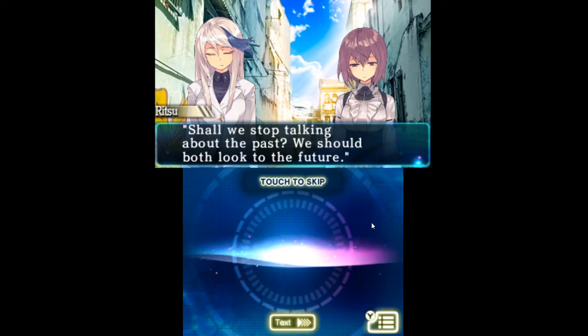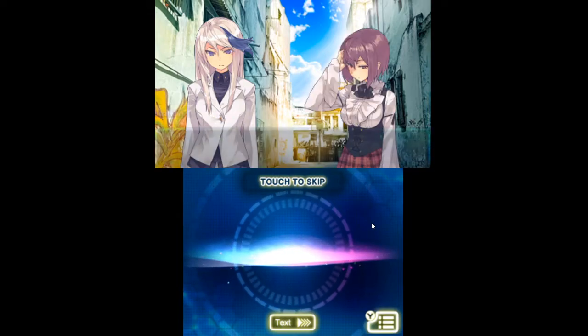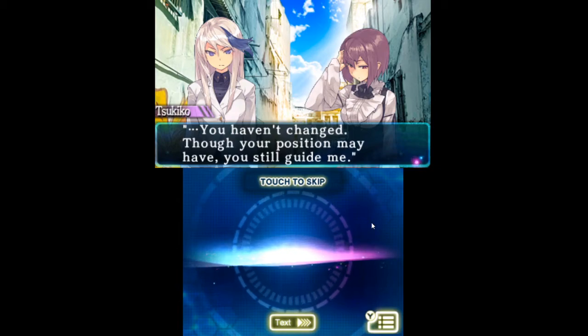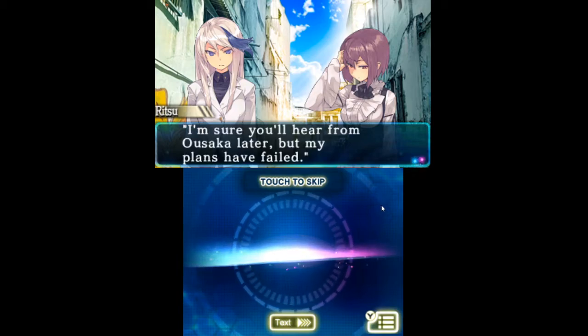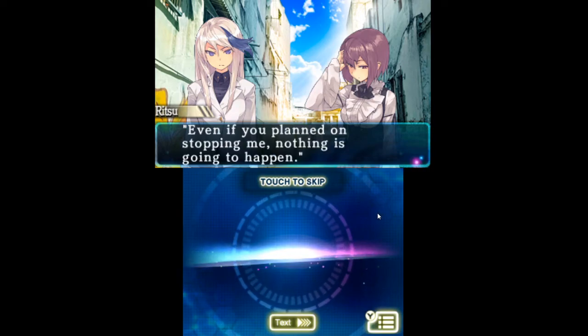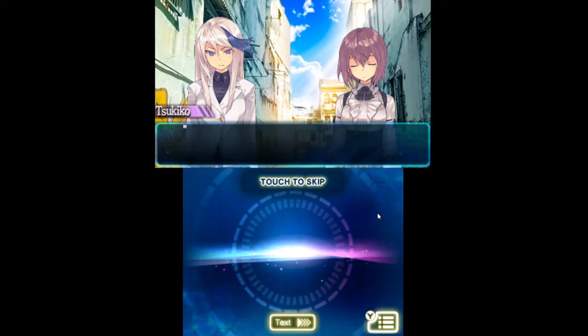We should both look to the future, even if our ultimate goals may differ. You haven't changed, though your position may have. You still guide me. What do you plan on doing, now that you are here? I'm sure you will hail from Osaka later, but my plans have failed. Even if you plan on stopping me, nothing is going to happen. To be perfectly frank, I don't feel like stopping you.